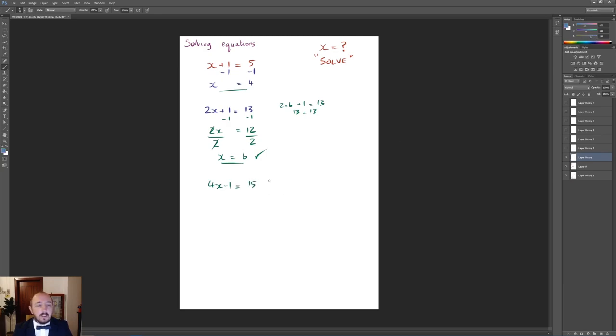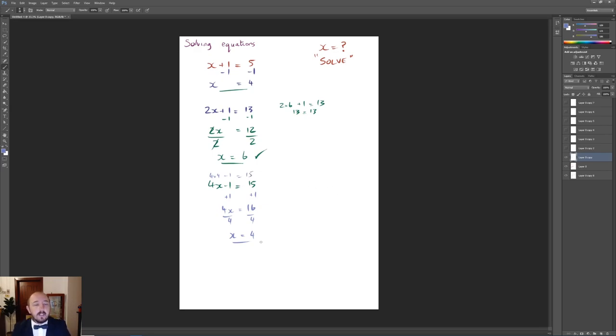Okay, let's do 4x take away 1 is equal to 15. We're going to do the opposite of take away 1, plus 1, to both sides to get 4x equals 16. And then the opposite of times 4 to x is divide by 4. So we get x equals 16 divided by 4 is 4. Okay, substitute that in, 4 lots of x, 4 times 4, minus 1 is 15.